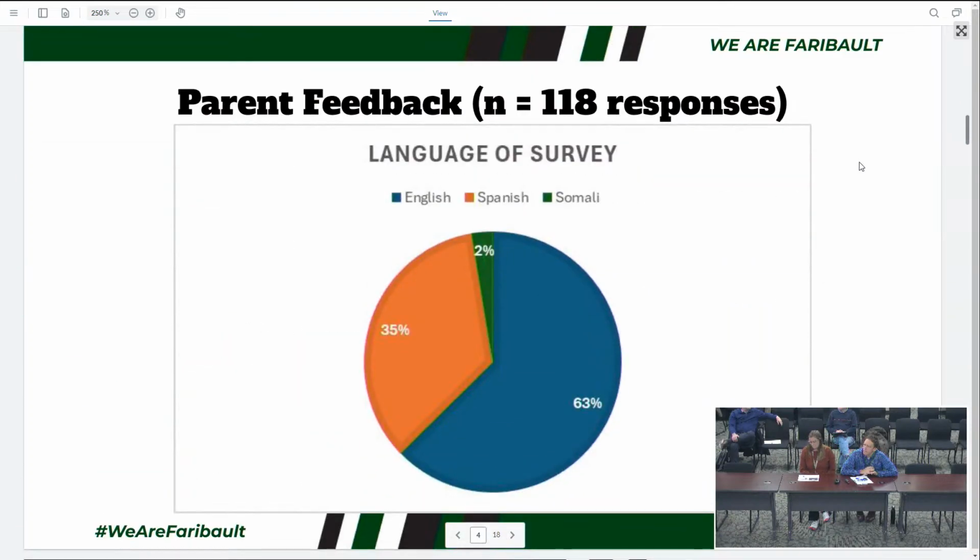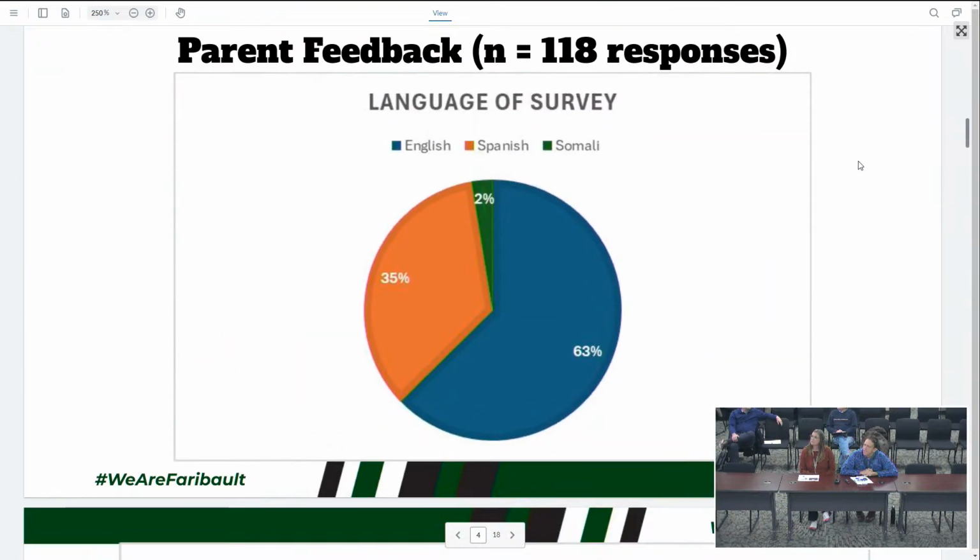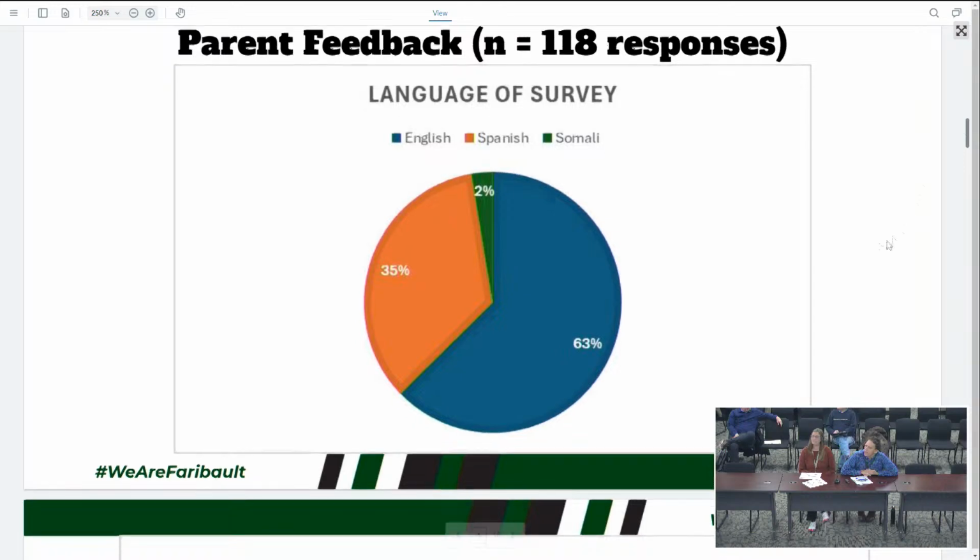One of the pieces we wanted to make sure of this winter was that we were hearing back from both our parents and our teachers about how the pilot went. So we had surveys for both of those populations and had really nice response rates for both. Almost 118 different parents responded. As you can see, it was a really nice cross-section of demographics of our parent population, and a huge thank you to our FACES who helped with completing the surveys in Spanish and Somali with our elementary and middle school parents. Next slide.